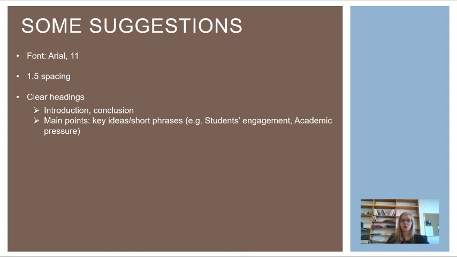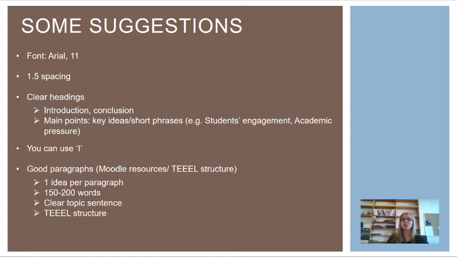In this essay, you can use I to talk about you as the author of this work. Don't forget about good paragraphs and use Moodle resources and the TIL structure in particular. Don't forget that in academic writing, everything has to be very clear and structured. You need to have one idea per paragraph. Your paragraph has to be about 100 to 150 words. It's good to have a clear topic sentence, and please refer to the TIL structure on Moodle to support your paragraphs. Don't forget that in this essay we are using the APA referencing style.